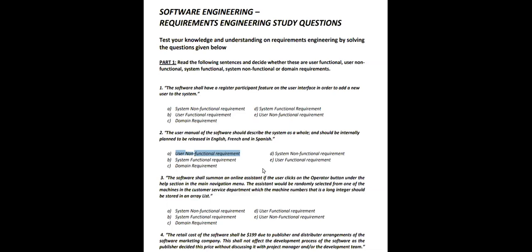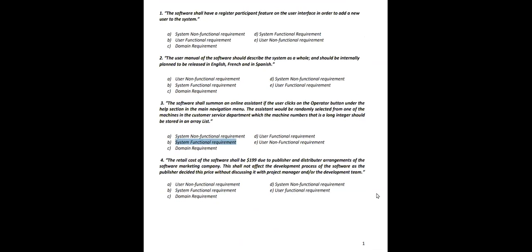Okay? The software shall summon an online assistant if the user clicks on the operator button under the help section in the main navigation menu. The assistant will be randomly selected from one of the machines in the customer service department, which the machine number is a long integer and should be stored in an array list. This is definitely a system functional requirement. It is a functional requirement because it details the task itself and it is about the capability of the system performing a specific task.